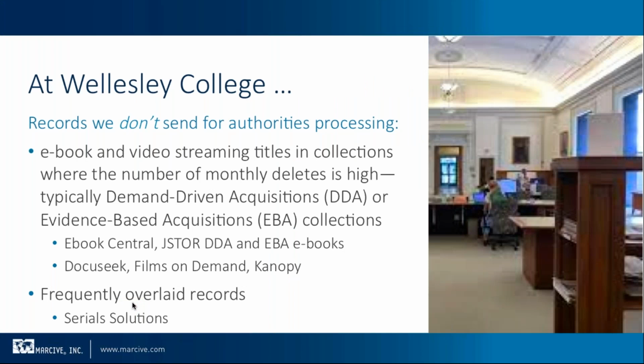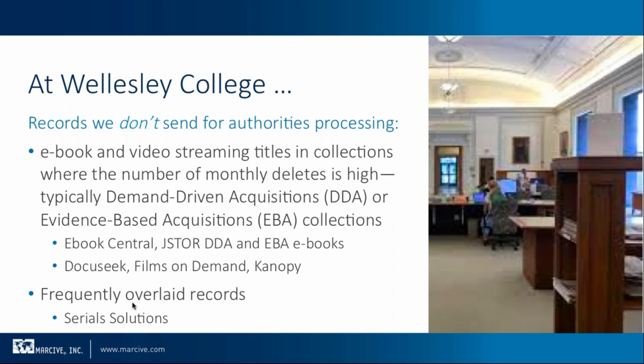On the other hand, we don't send out records in collections where the number of monthly deletes is high, mainly DDA and EBA collections, eBook Central and JSTOR, DocuSeek, Films on Demand, and Canopy. I will mention that when we first began our JSTOR DDA program, the number of records was relatively small and the quality overall was high, and it seemed worth sending these out for authorities processing as well. But the additions to this collection became very rapid and it expanded very quickly, and we eventually decided not to send records for authorities processing anymore.